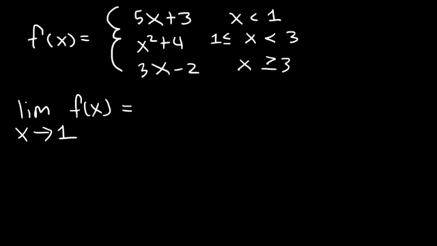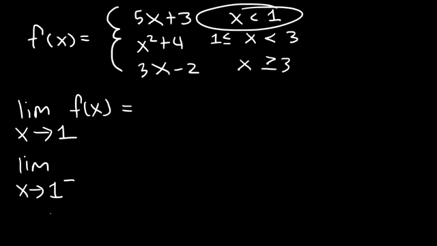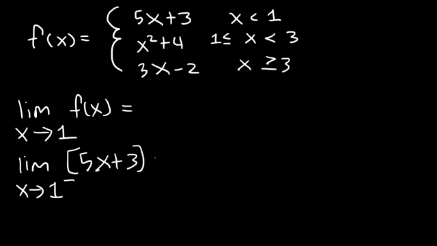Now, in order to evaluate this limit, we need to find the limit as x approaches 1 from the left side and from the right side. So from the left side, which of the 3 portions of the piecewise function will you use? From the left of 1 is when x is less than 1, so we need to use 5x plus 3. So here we can use direct substitution. So it's 5 times 1 plus 3, which is going to be 8.